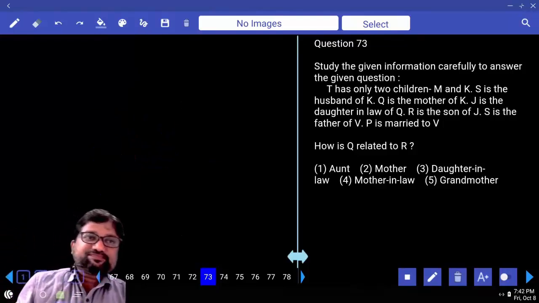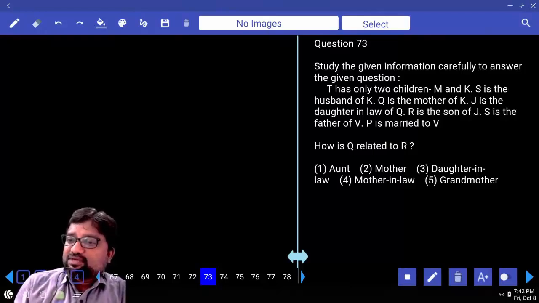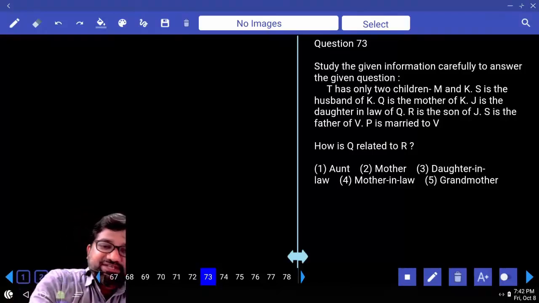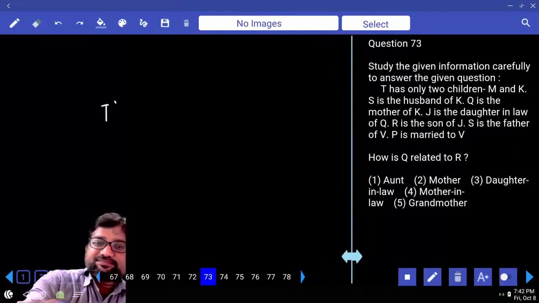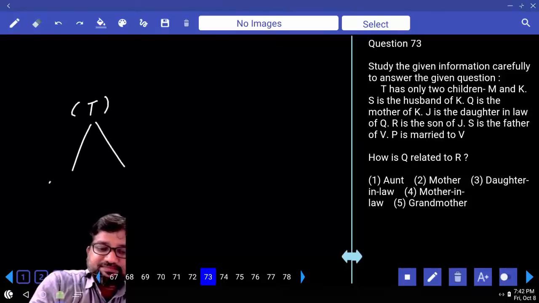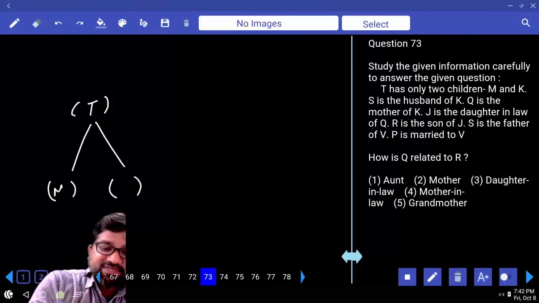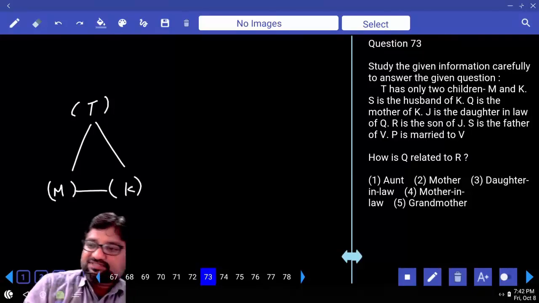This is based on blood relations. Okay, what's the point here? T has only 2 children. How many children does T have? T has only 2 children. And who are those 2 children? M and K. This is M, this is K, both are siblings.